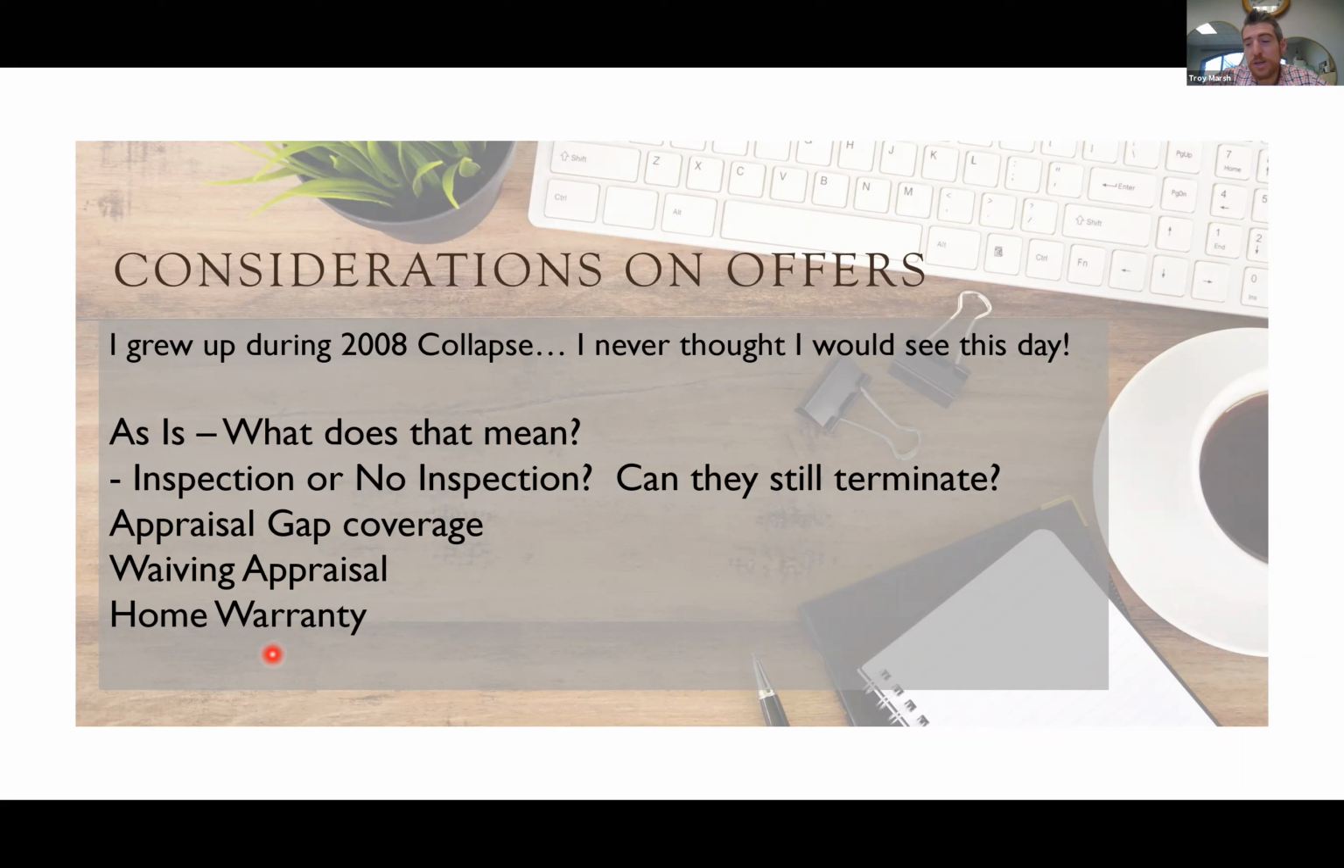Home warranties aren't something we see very often anymore unless the buyer's buying them, but some sellers are still offering them. And then obviously closing in possession as well.